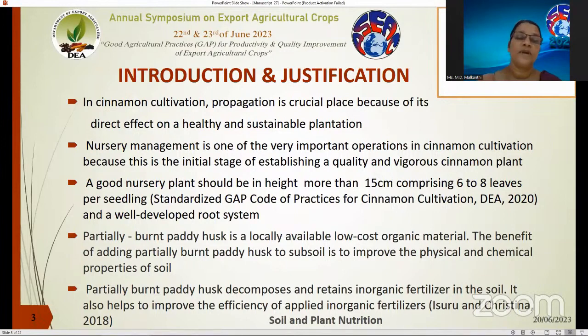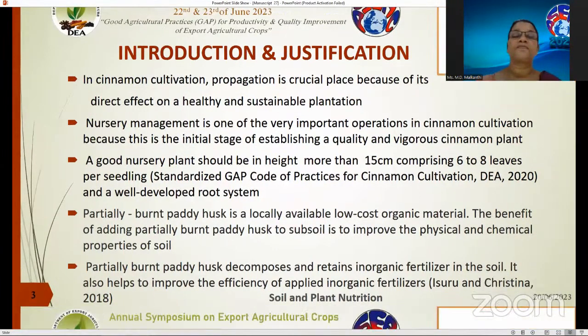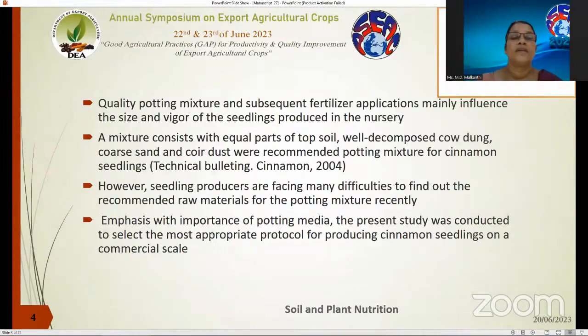Partially burnt paddy husk is a locally available low-cost organic material. The benefit of adding partially burnt paddy husk to subsoil is to improve the physical and chemical properties of soil. Also, partially burnt paddy husk retains inorganic fertilizer in the soil. It also helps to improve the efficiency of applied inorganic fertilizers. The potting mixture and subsequent fertilizer applications mainly influence the size and vigor of the seedlings produced in the nursery.